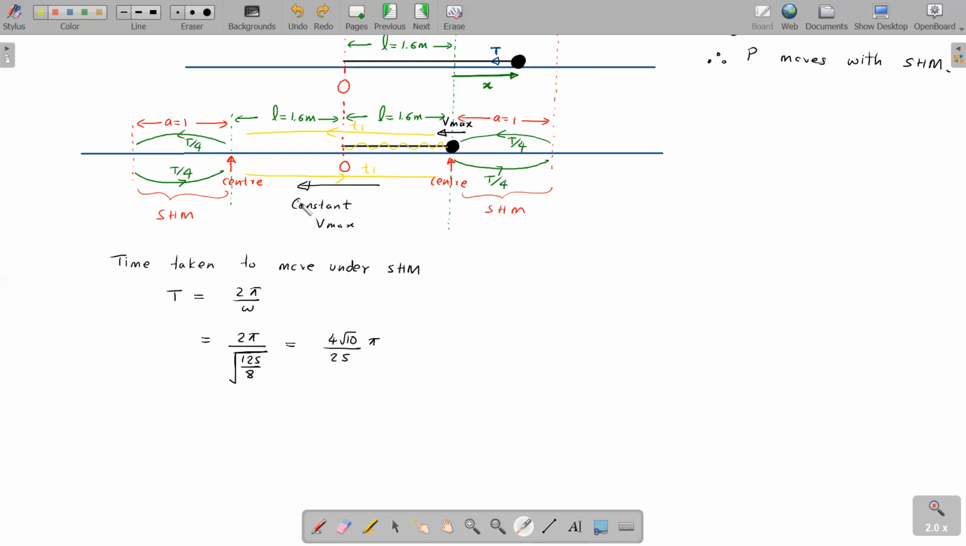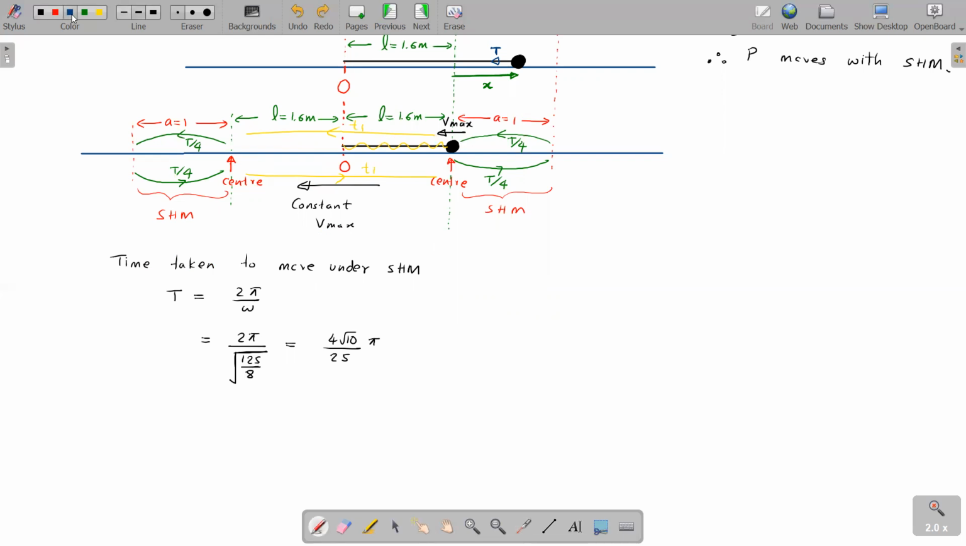Is this all we need here? No, we also have to find the times the particle moved under constant velocity. How do we find that? To apply S equals ut, I think first thing is we need to know this constant velocity. First we must know the velocity. How do we find the velocity? We know it moves with the Vmax. We know the particle moves through the middle section while the string is slack. It moves with the maximum velocity of the SHM.